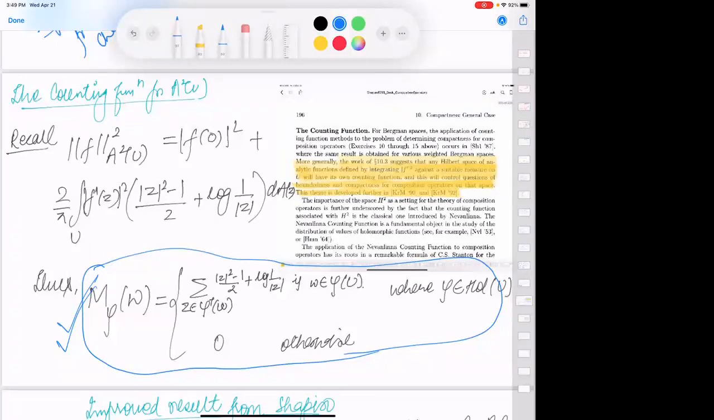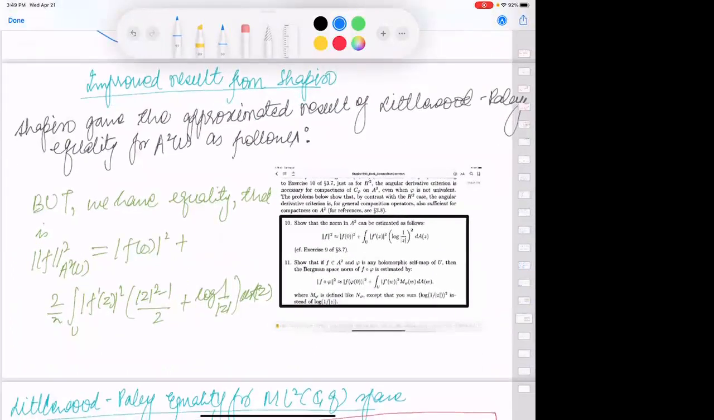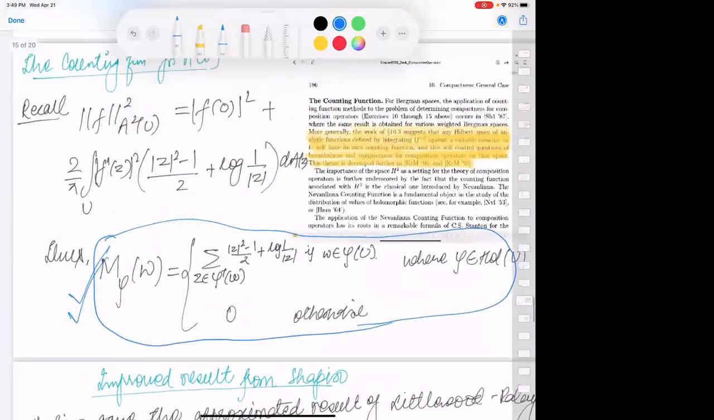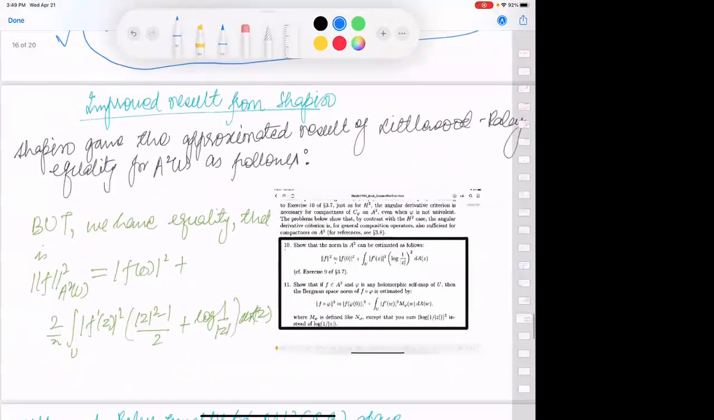I saw one more exercise from the book, problem number 10, if you can have a look over here. This is the Littlewood-Paley estimate, it's not an equality. You see there's an approximation symbol present over here, and problem 10 of Shapiro is trying to approximate the Bergman norm of f with this kind of thing. Here you can see that the log term is squared, but in my result I haven't squared it. I have created the equality with the right multiplication of this measure.